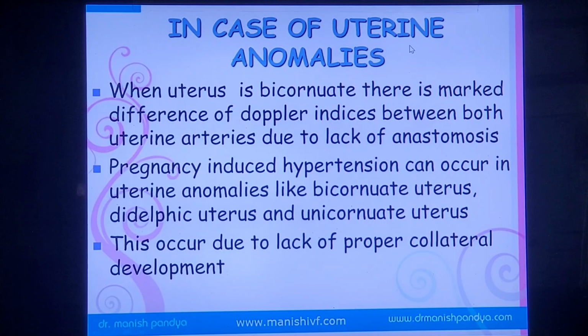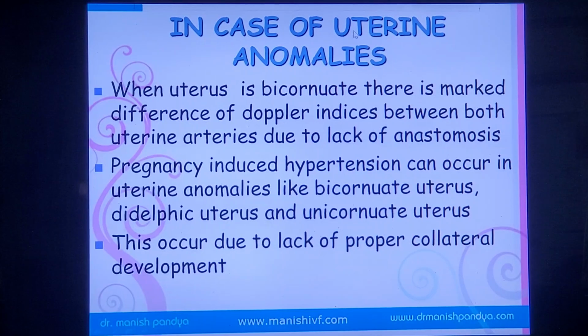So in case of uterine artery anomaly, in case of uterine anomalies, when the uterus is bicornuate, there is a marked difference of Doppler indices between both uterine arteries due to lack of anastomosis in a bicornuate uterus. PIH can occur in uterine anomalies like bicornuate uterus, didelphic uterus and unicornuate uterus. There are more chances of PIH. We delivered a baby recently, she had PIH and that was because of a unicornuate uterus.